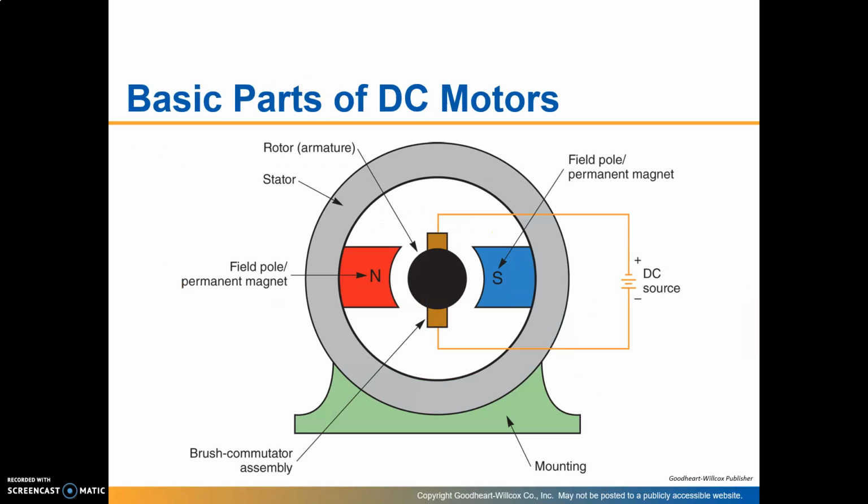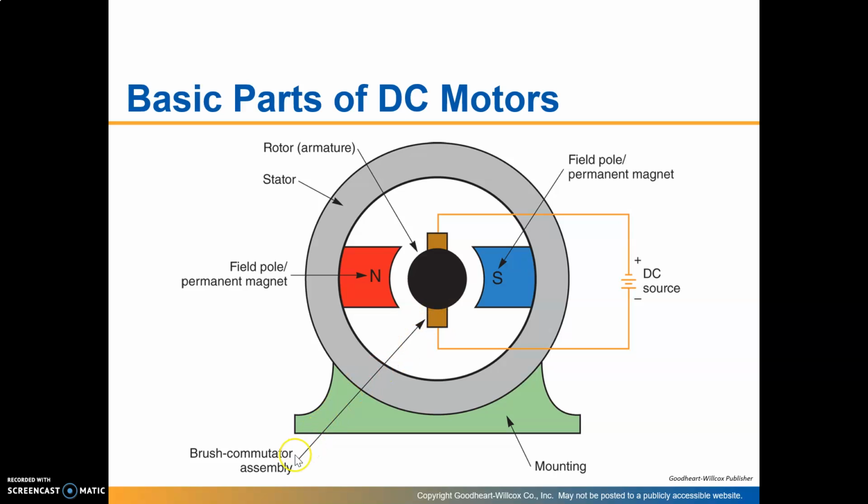So this is a little bit more complex diagram of a DC motor. It shows some of the parts here that we have. The stator, this is the part of the motor that stays still. We have the armature or rotor. This is the part that rotates. We have some permanent magnets here that are going to interact with the electromagnetic field that we create with a DC current through here, through this rotor.